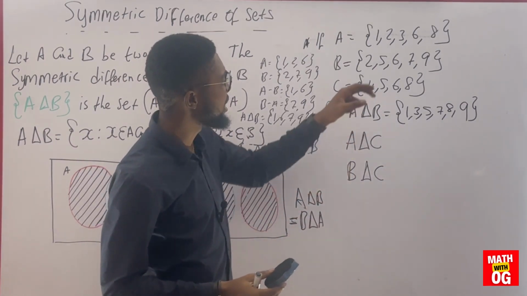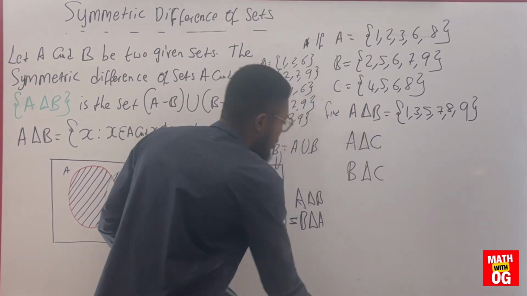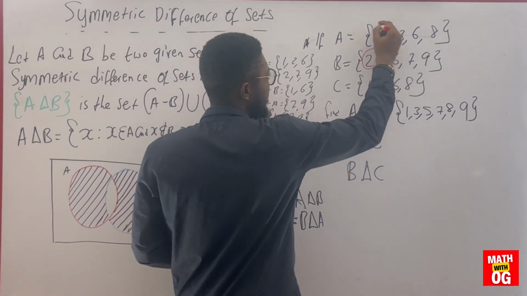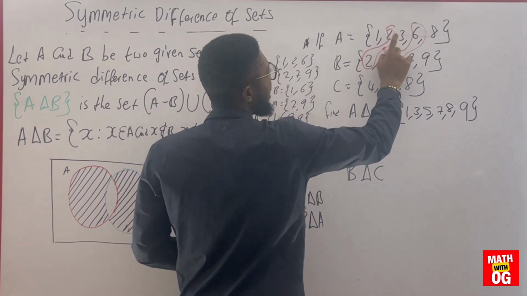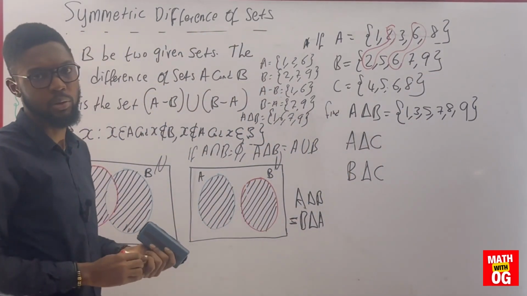And what is the shortcut? Eliminate what is common. So let me use another color to eliminate what is common. You have 2 to be common, eliminated. You have 6 to be common, eliminated. So 1, 3, 8, 5, 7, and 9 is the symmetric difference of A and B.